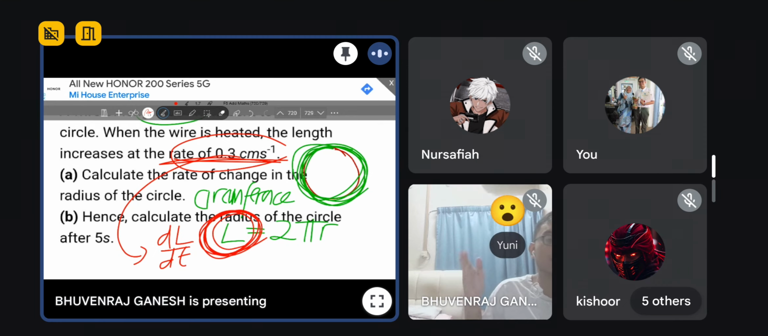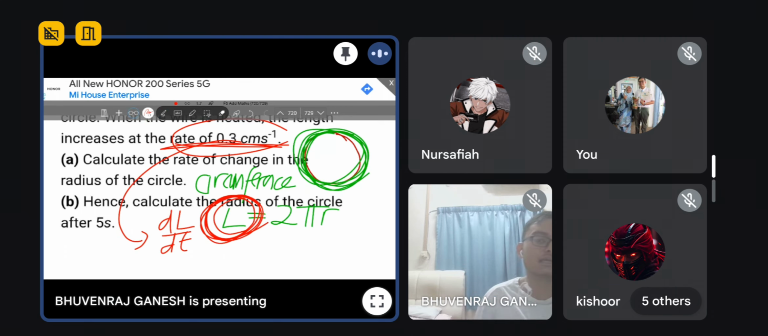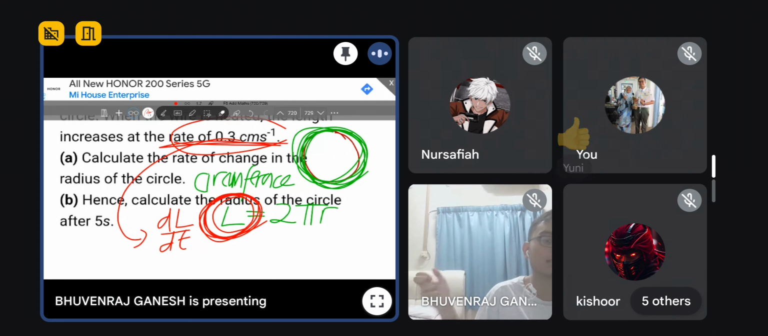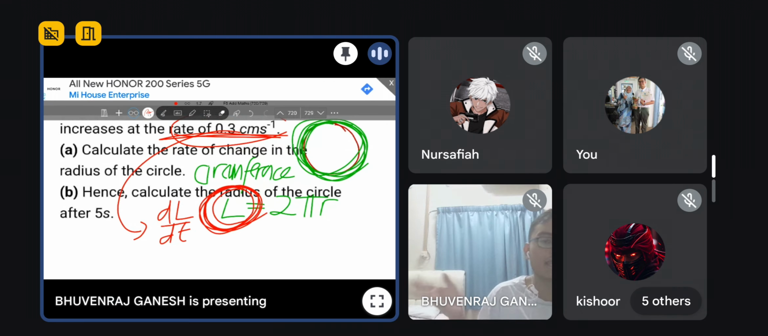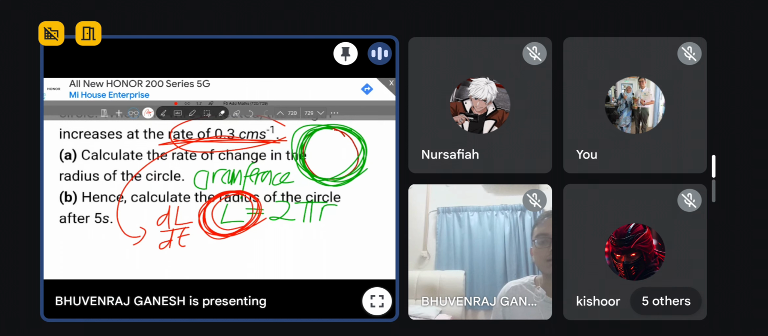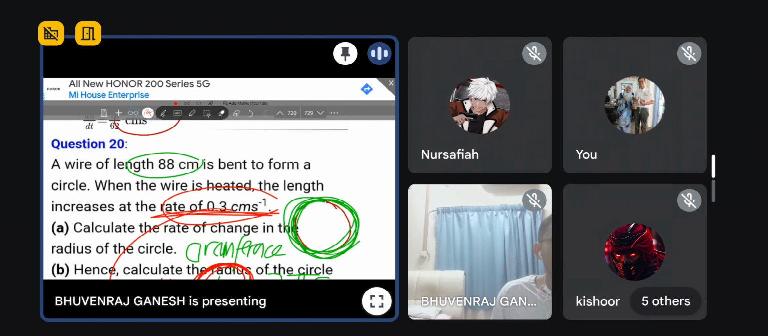If you put H equal to 2 pi r, kamu boleh guna dH dt. If you put X equal to 2 pi r, yes, you can use dx dt. Boleh faham konsep dia tak? Dia bergantung kepada apa simbol kamu guna. Kamu guna A pun boleh. Tak ada masalah.